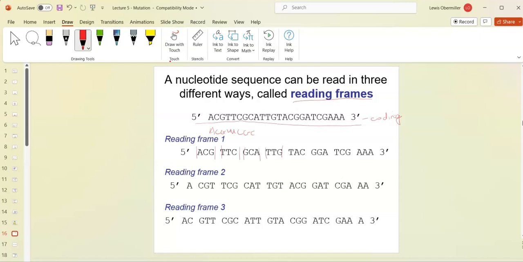But if these letters got mutated, so we got a deletion here or whatever, then it would change the reading frame, right? So we kick it over by one letter, and then it's read in threes, because that's how codons are read, and that's going to change all of the amino acids, which will change the shape of the protein. And then this is the third reading frame, so we kick it over two.